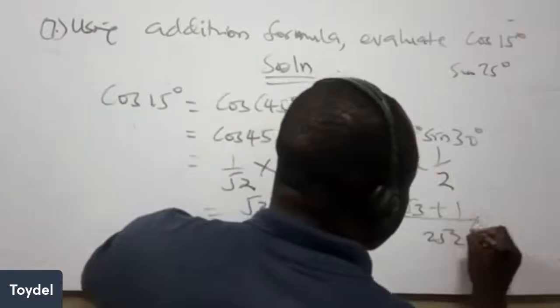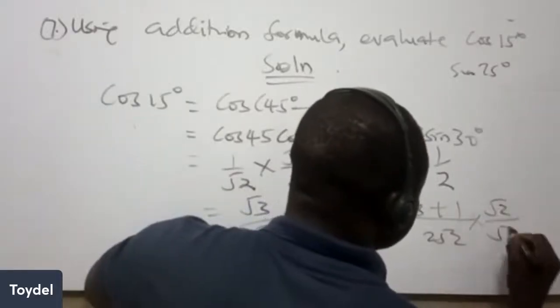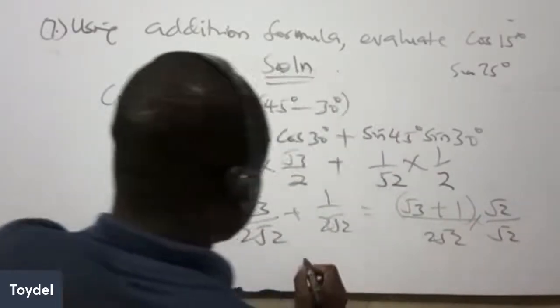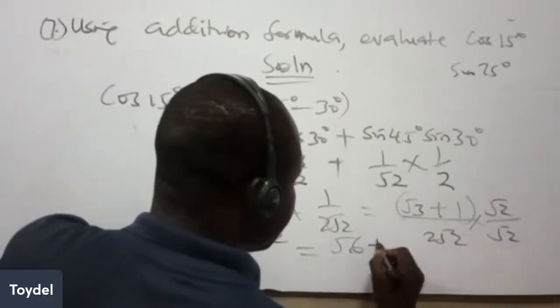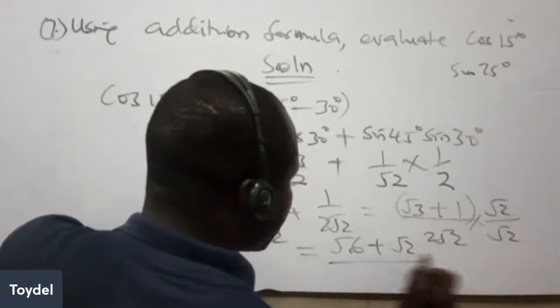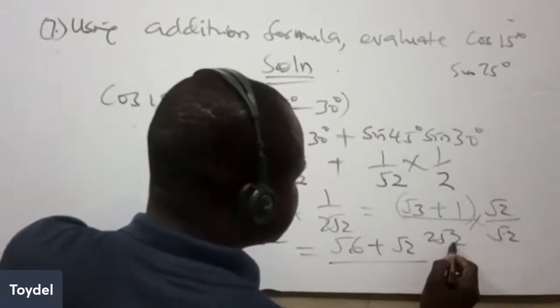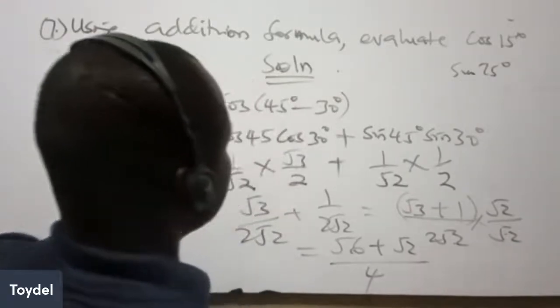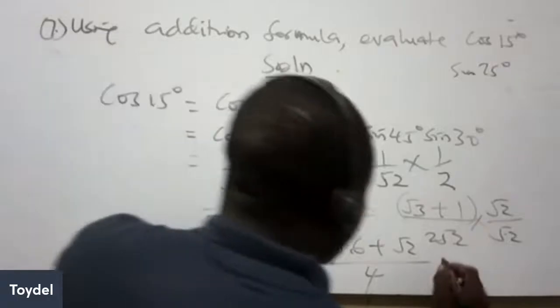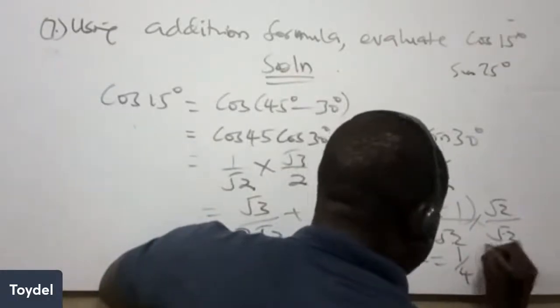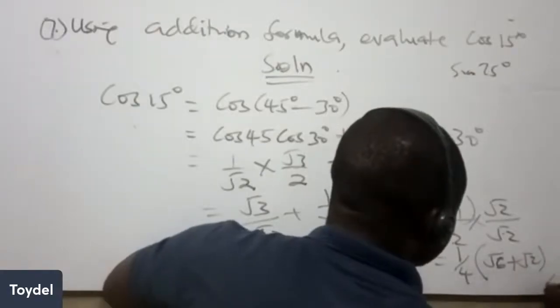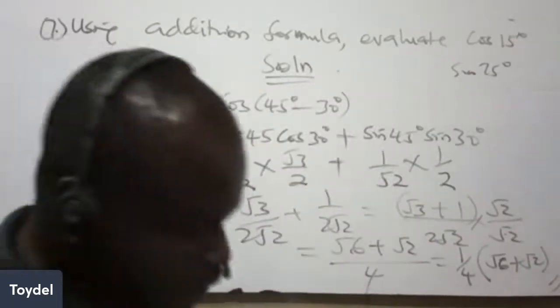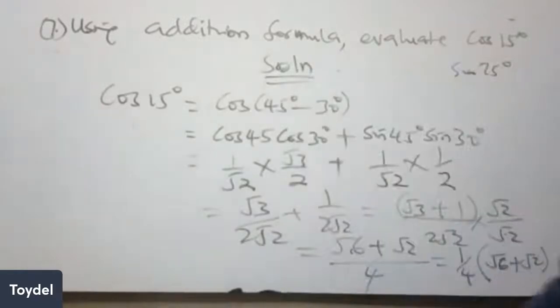But in this case, I can rationalize by root 2 and root 2. If I do that, at the end of the day, I'm going to get root 6 plus root 2 all over 2 times root 2 times root 2, that's 2 times 2, 4. So that will be the value. Or I can just bring 1 all over 4 outside the bracket, root 6 plus root 2. So that will be the value of cos 15 degrees.